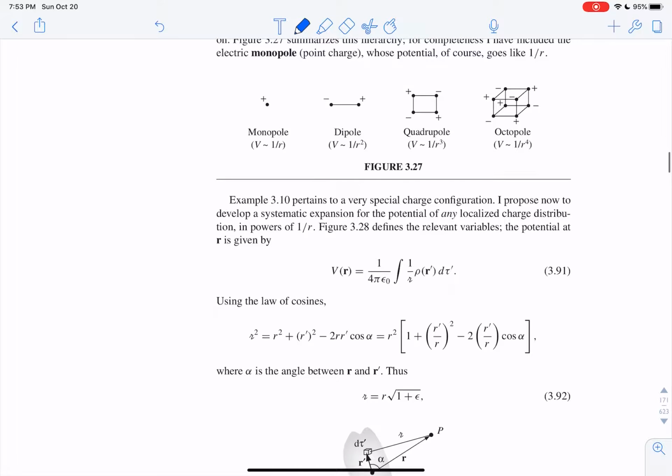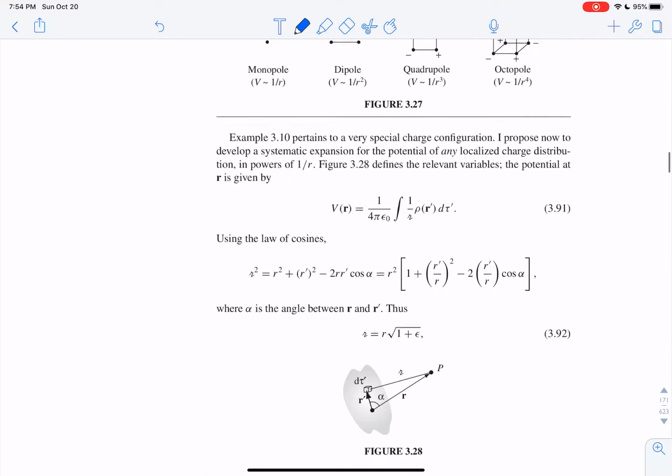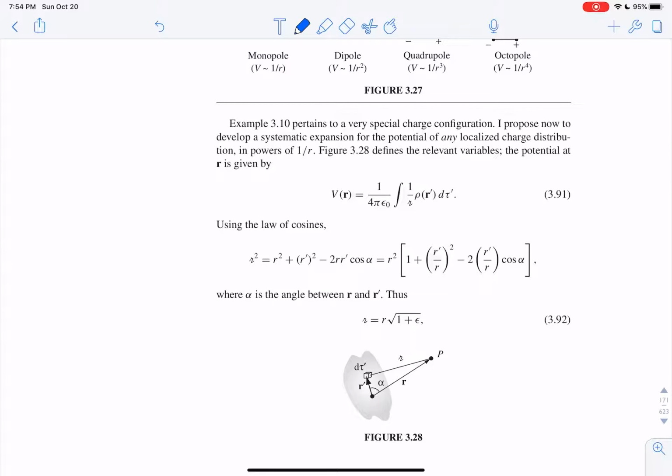Question is, though, that's a very specific charge configuration. What about if we have any charge configuration, any localized charge distribution? Localized meaning it's confined to an area. What would the potential look like really far away? Okay, and so then our potential is defined as 1 over 4 pi epsilon naught times the integral of the charge density over the area of concern and then over r.